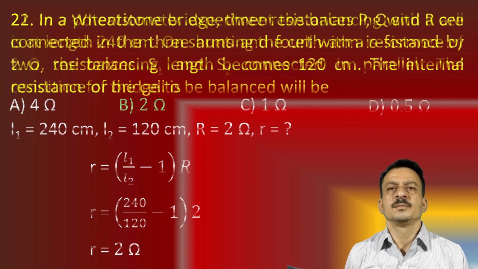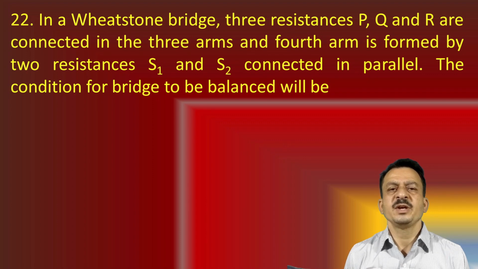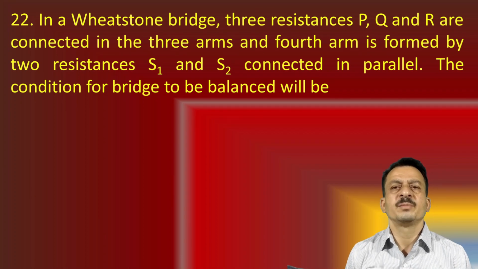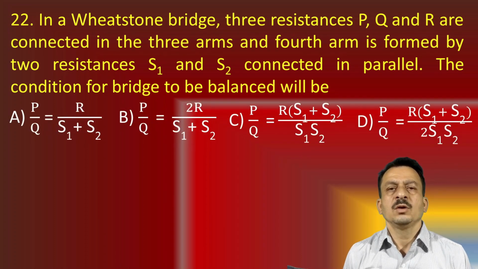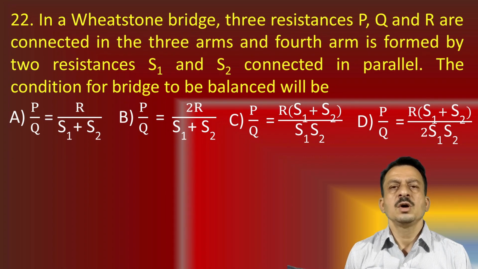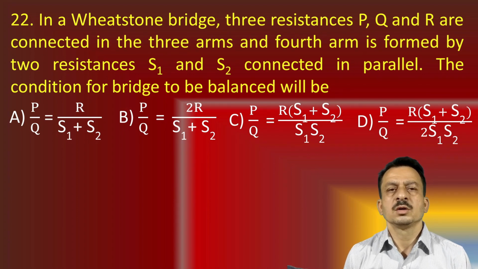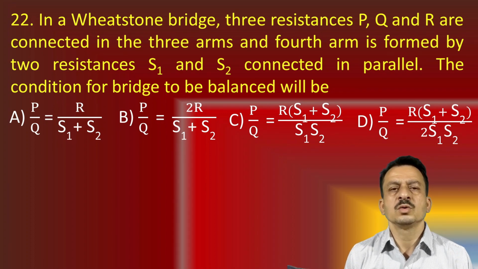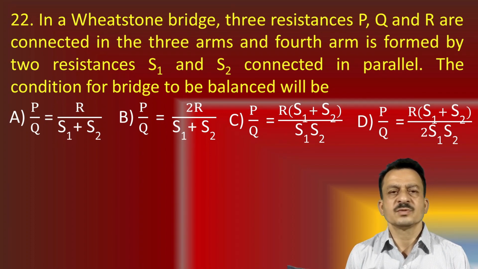Next problem. In a Wheatstone bridge, three resistors P, Q and R are connected in the three arms, and the fourth arm is formed by two resistors S1 and S2 connected in parallel. The condition for the bridge to be balanced will be, now option A, P by Q is equal to R divided by S1 plus S2. B, P by Q is equal to 2R divided by S1 plus S2. C, P by Q is equal to R into S1 plus S2 divided by S1 S2. And D, P by Q is equal to R into S1 plus S2 divided by 2 into S1 S2.